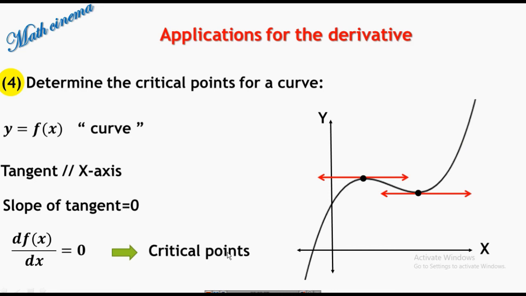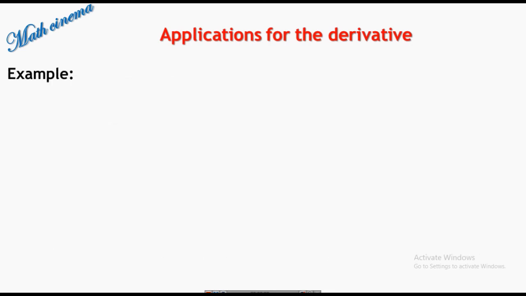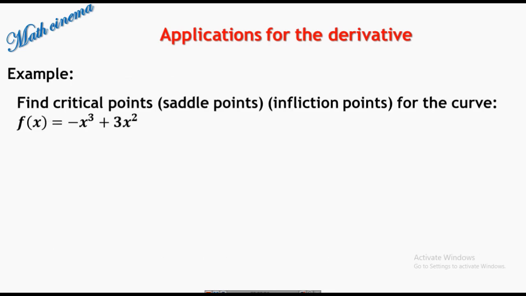So to get the critical point, you are going to get the slope of the tangent, which is the first derivative of the function, and then you have an equation where the slope equals 0, and then you are going to get the critical points. To understand this, let's take an example. Find the critical points, which may be named as saddle points or inflection points.